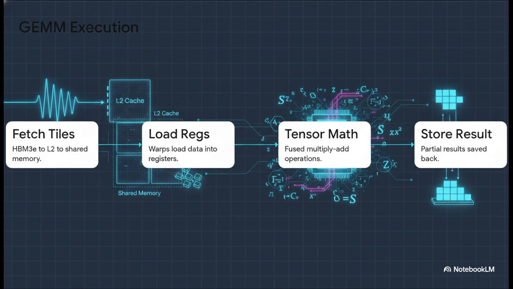First, it fetches matrix tiles from the main HBM3E memory via the L2 cache right into shared memory. Next, groups of 32 threads, which we call warps, load portions of these tiles into their local registers. Then, the Tensor Cores perform fused multiply-add operations on that data. And finally, partial results accumulate and are stored back to global memory. This specific workflow keeps data on the chip for as long as possible, keeping those Tensor Cores constantly fed and minimizing those expensive, time-consuming trips back to main memory.